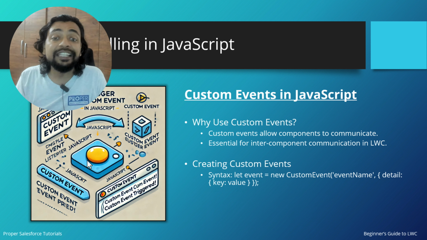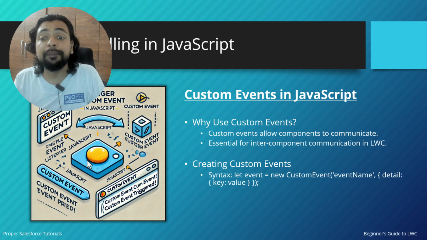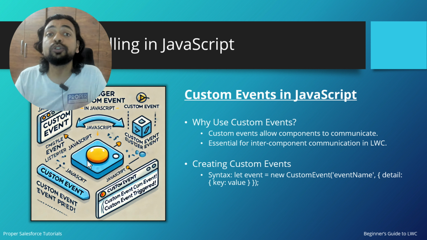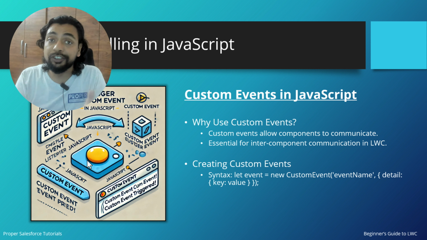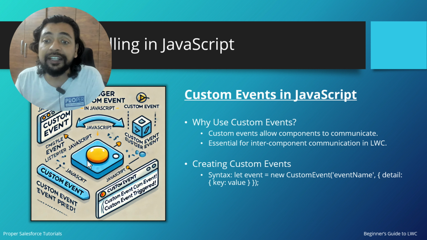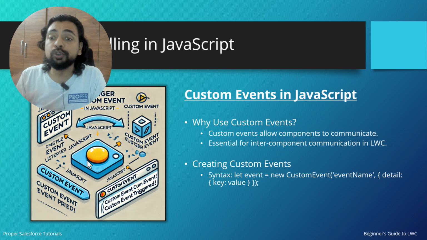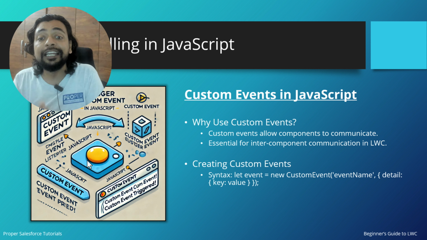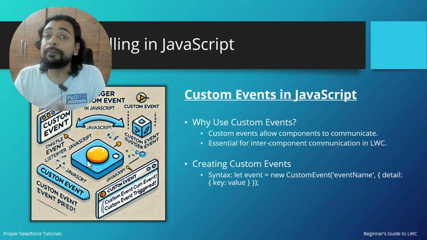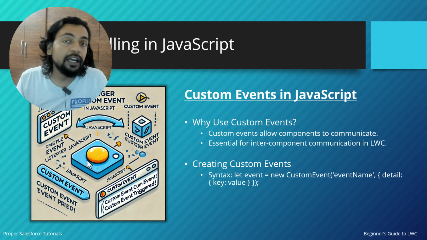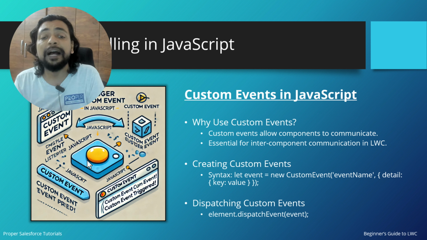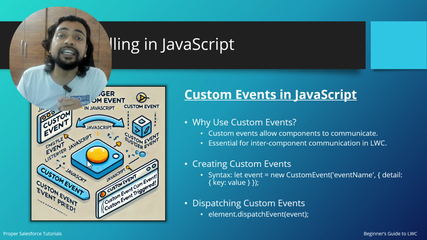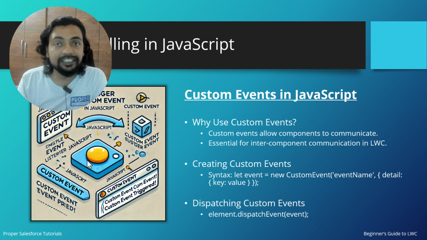Now, how to create a custom event? Just like creating a variable, all you need to do is call the CustomEvent constructor. So you will call new CustomEvent, and to that you will pass two things. First, the event name, and second, an object which will be the information or parameter for this specific event. And after that, you just need to dispatch the event. So let me show you practically how you are going to deal with custom events.